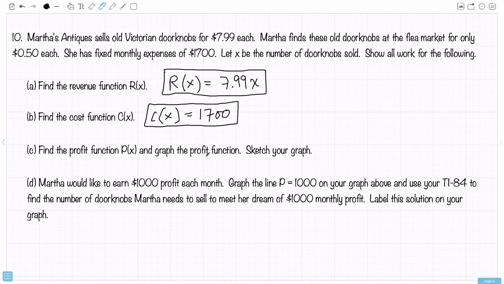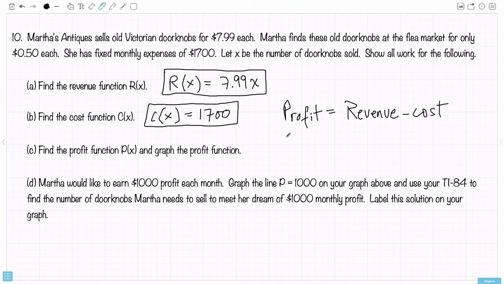So find the profit function and graph it and sketch it. Seems like that's kind of redundant. So the profit is always the revenue minus the cost. The money you bring in minus the money that you send out. So the profit function is 7.99x minus 1,700, and those are not like terms. It's as simple as that. It's not going to combine.